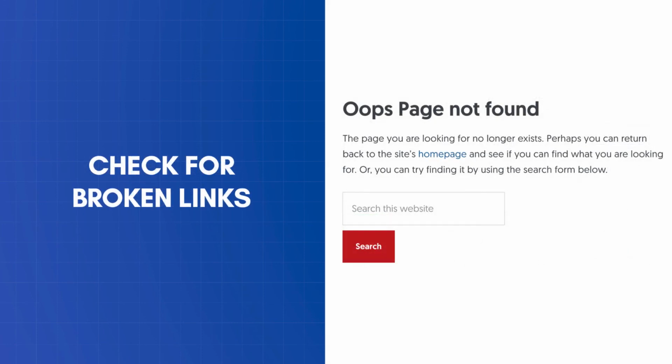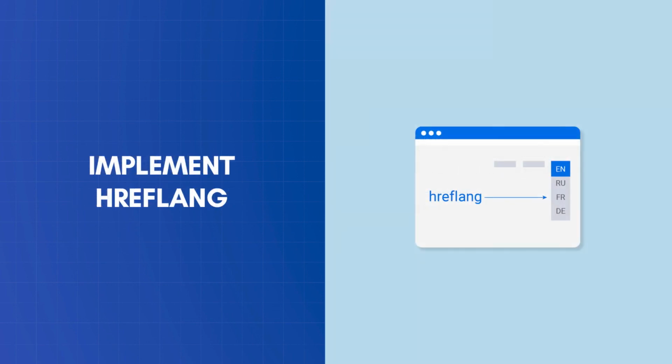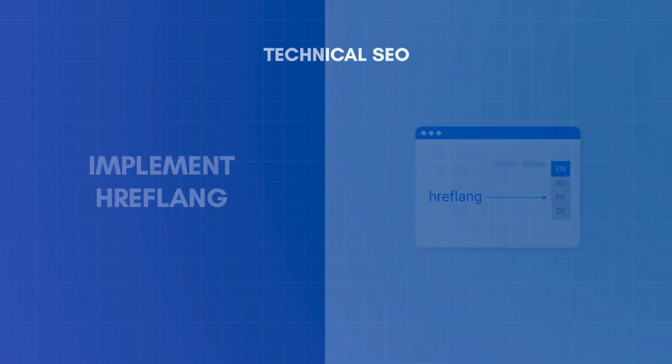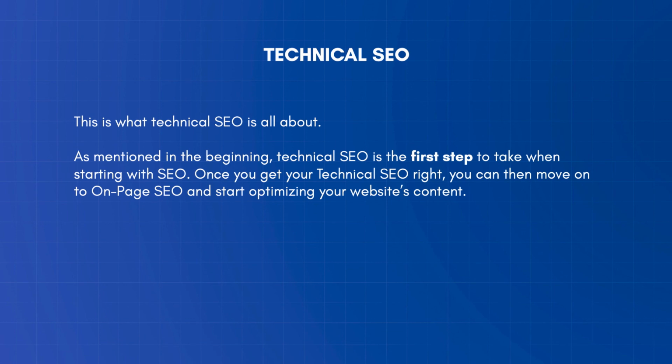You should check your website for dead links and optimize your 404 page. Broken links are bad for the user experience. Checking for dead links, and optimizing the page shown to users when a link is not found is part of the technical SEO process. Finally, if your website is available in more than one language, you should implement Hreflang. This will help search engines identify what content to index for each language. This is what technical SEO is all about.